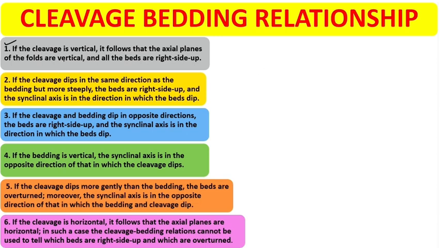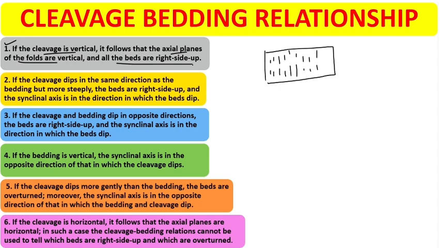In case one, cleavage is vertical. Suppose this is our outcrop in which cleavage is vertical, and the axial plane of the fold is also vertical, and all beds are right side up. If we have a basic idea of folding, if the axial plane is vertical, it means it is a symmetrical fold.